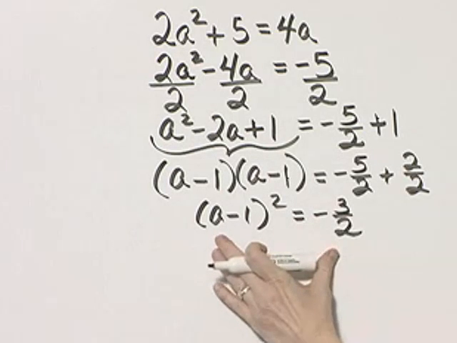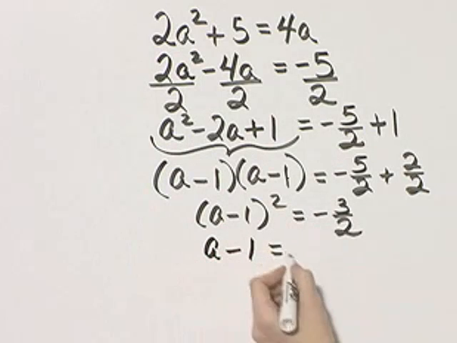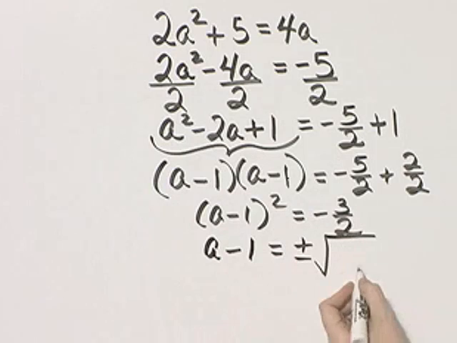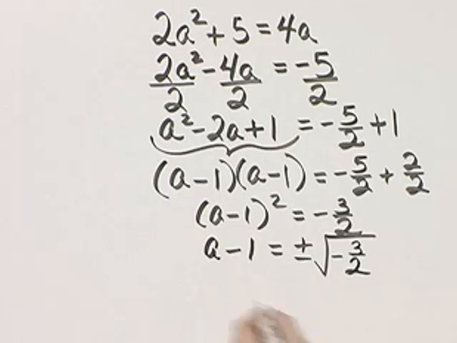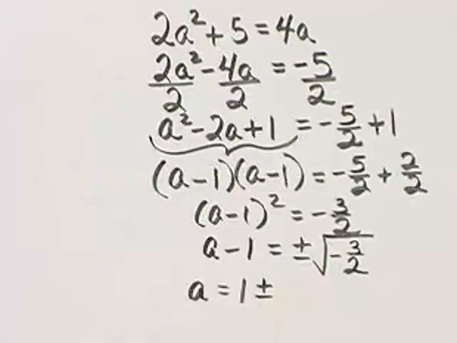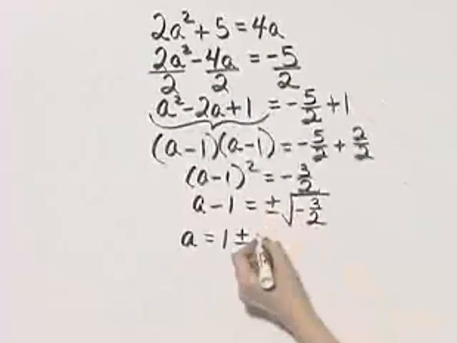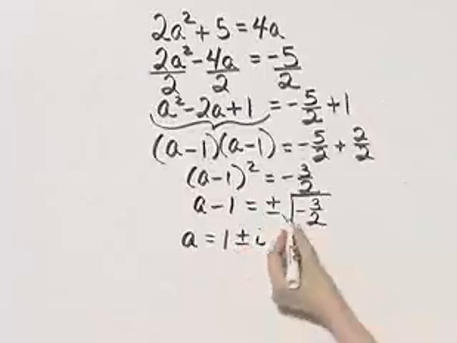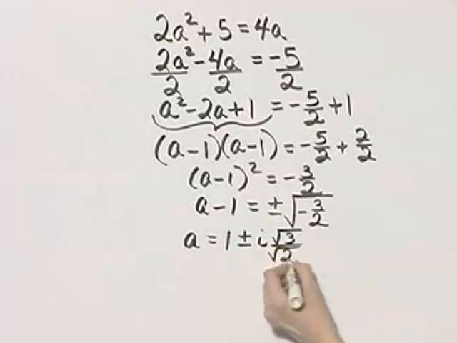You're ready now for the square root property, which says that a minus 1 itself is equal to plus or minus the square root of that number on the right, negative 3 over 2. Or a is equal to 1 plus or minus this square root. Let's go ahead and start cleaning up. For example, this negative is negative 1 times 3 over 2, so I can write that as i, and then I have the square root of 3 over 2, so I'll write it as the square root of 3 over the square root of 2 for a moment, because I'm going to take a step and rationalize.